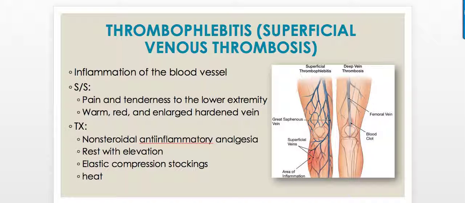So, thrombophlebitis is a condition that results from the formation of blood clots inside blood vessels, and it's caused by inflammation or partial obstruction of the vessel. It's characterized by pain and tenderness in the lower extremities. Physical examinations will reveal warmth, tenderness, and an enlarged hardened vein over the site of the thrombosis.